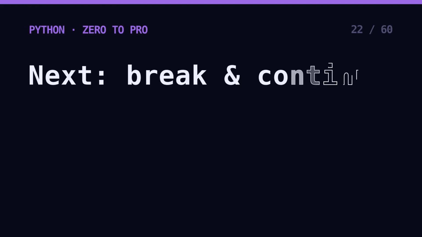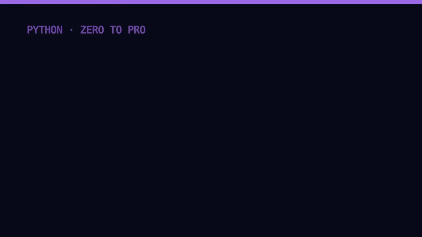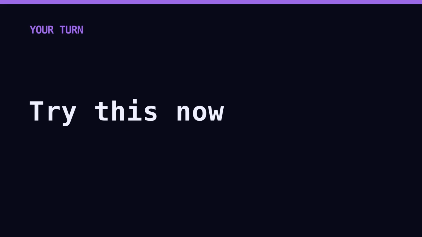Write a while loop that starts at 1 and keeps doubling a number, printing each one until it goes past 1,000. 10 lines, tops. Go build it. Next up, 2 little keywords that give you total control inside a loop. Break to bail out early and continue to skip ahead.